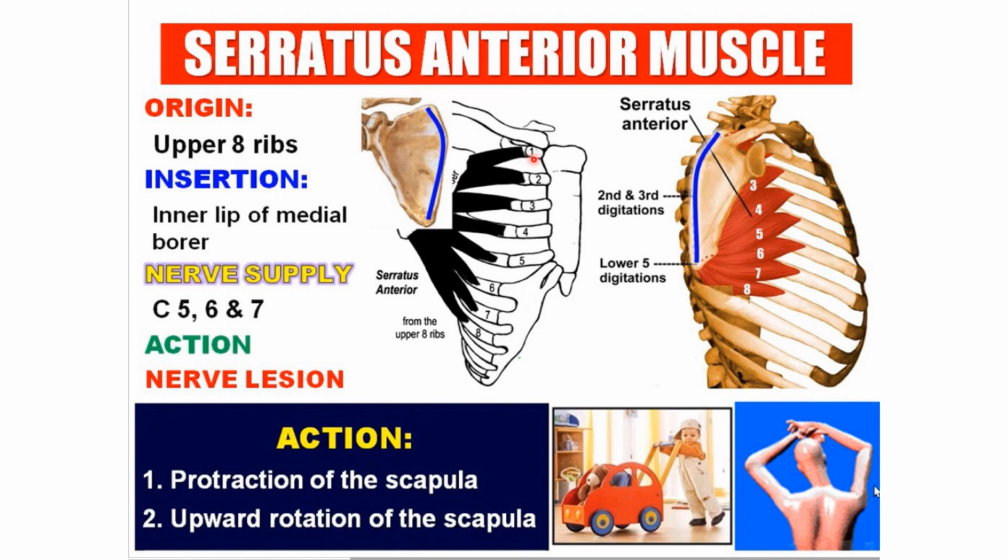For the insertion, it inserts on the inner lip of the medial border of the scapula. That's where it inserts. For the nerve supply, it's supplied by the C5, C6, and C7 nerve roots. Now, for the action of the serratus anterior muscle, it causes protraction of the scapula.